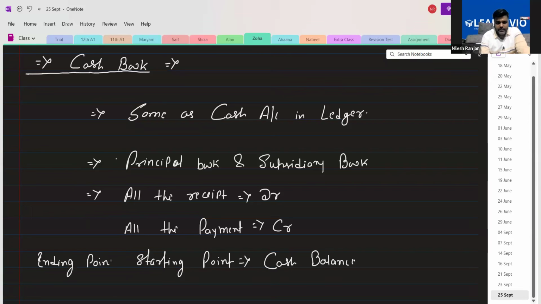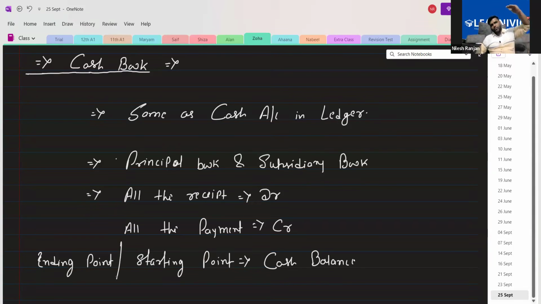So at the end, when we calculate the balance, it is cash, and that same cash will be transferred to the next time period. So it is also the starting point. It also starts with cash balance and ends with cash balance. So this is the cash book summary. There is nothing else in the single column cash book.